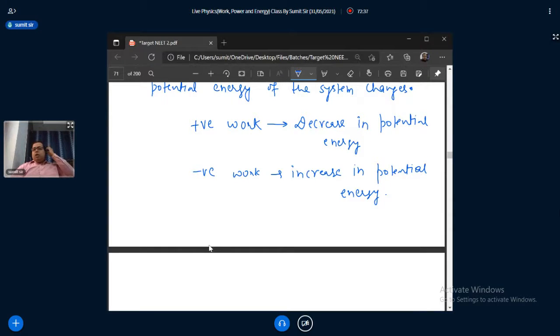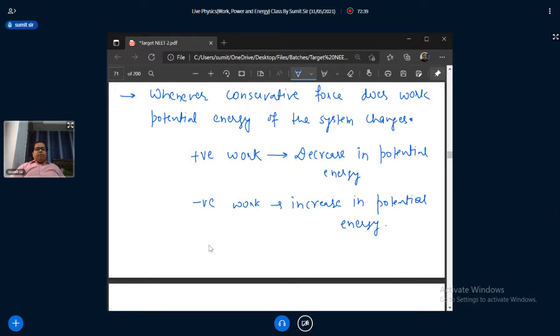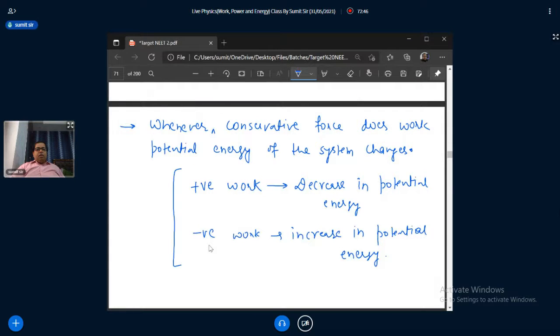Okay. So look at this point. It's very important. Whenever internal conservative force does work, potential energy of system changes. And how it changes? Always remember that if the work done of internal conservative force is positive, so that decreases potential energy. It means they are of reverse nature. Okay.